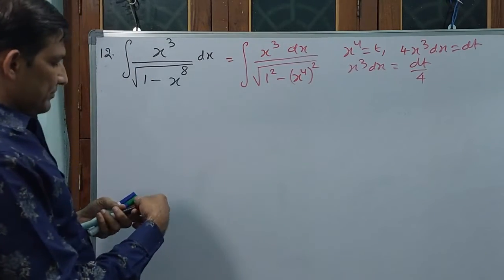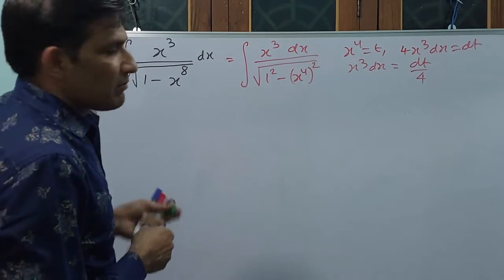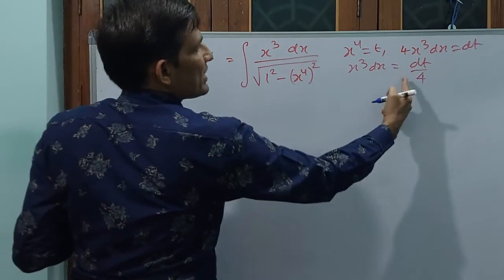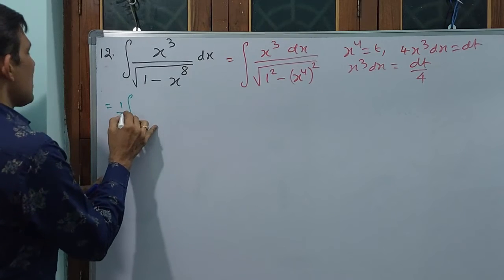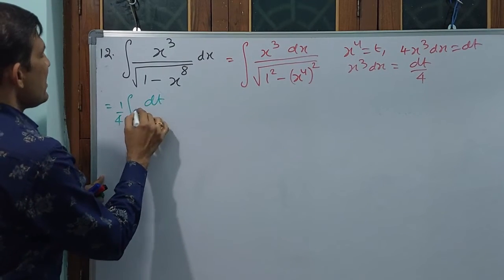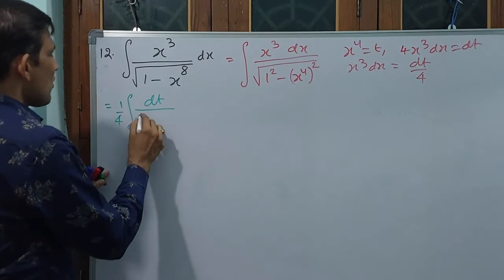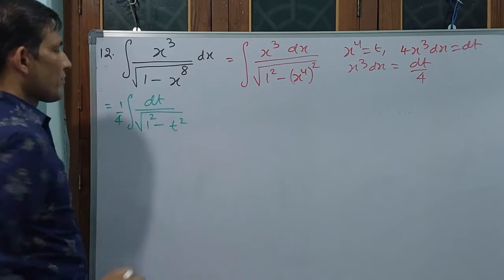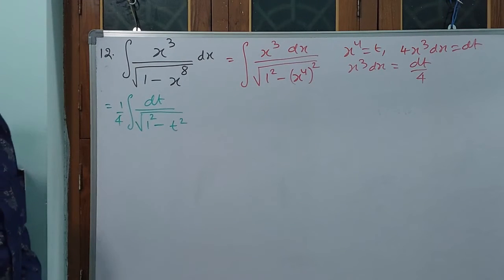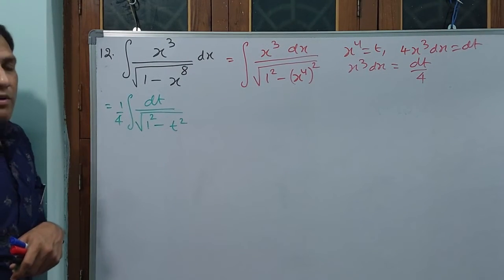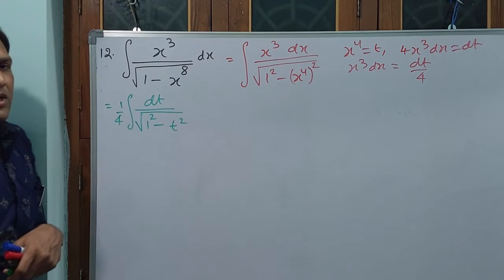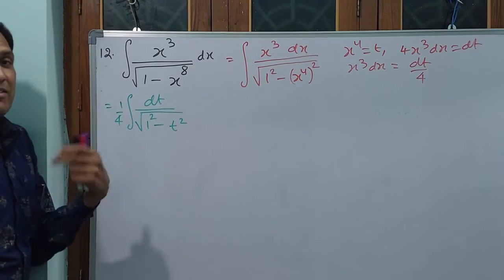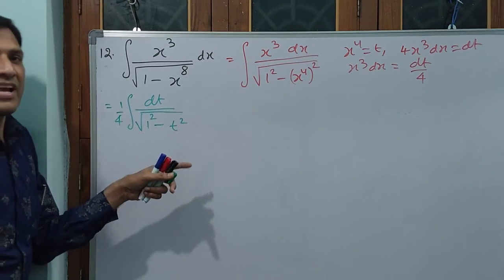Write down. Then see what I am writing. That is equal to integral x cube dx will be dt by 4. That means 1 by 4 dt divided by square root of 1 square minus t square. Okay, t square. What is this? 1 by square root of 1 minus x square is sin inverse x by a. A is here 1. Sin inverse x, that's all. Sin inverse x means here x is not there, t. Sin inverse t.